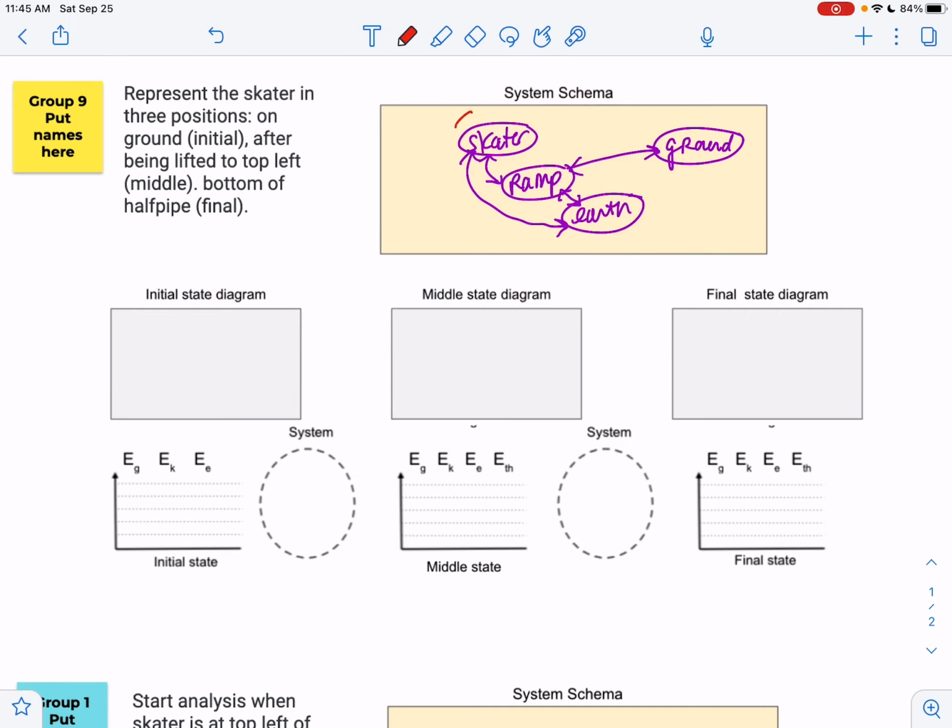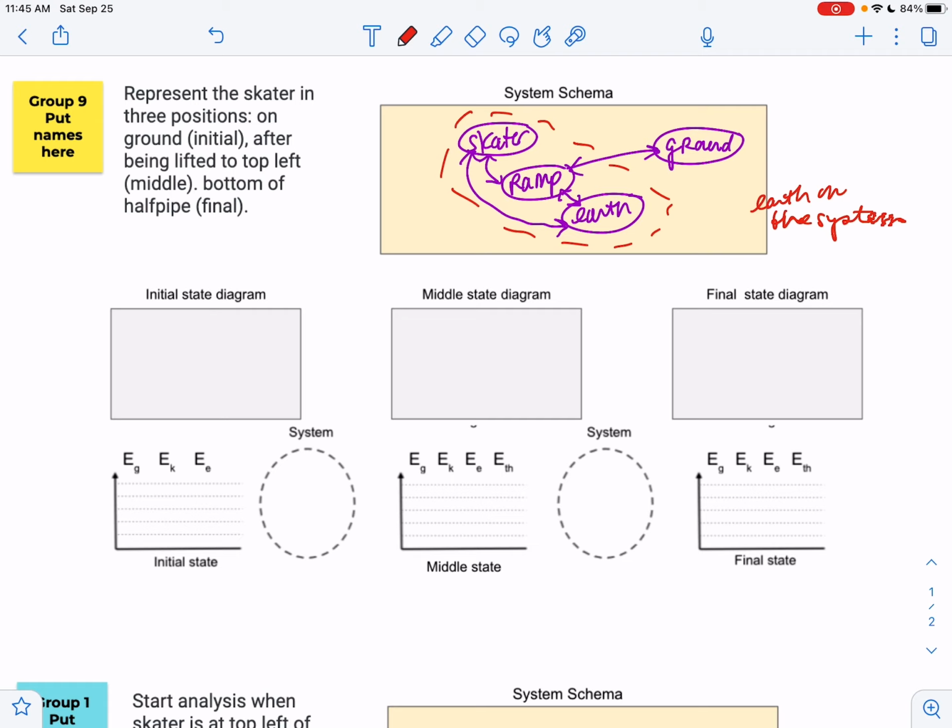And then we're really interested in these objects, and we want to include the earth in the system. We would like the earth to be part of the system because the earth is kind of why the skater's falling in the first place. So it's sort of important.